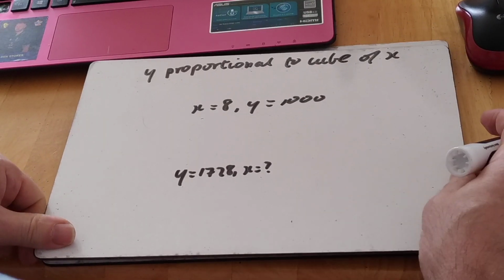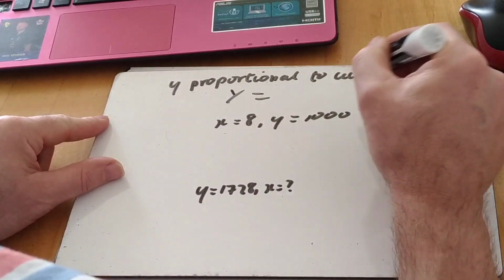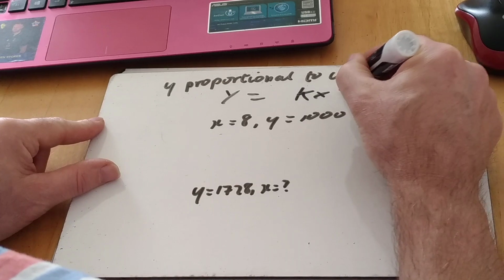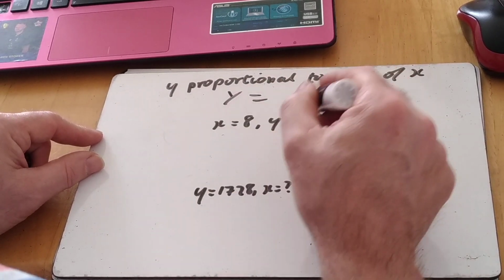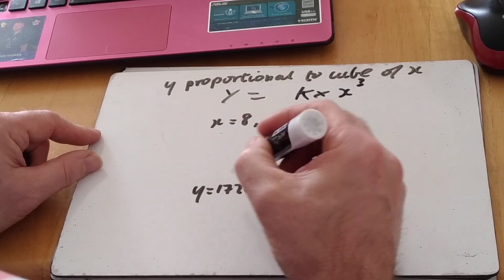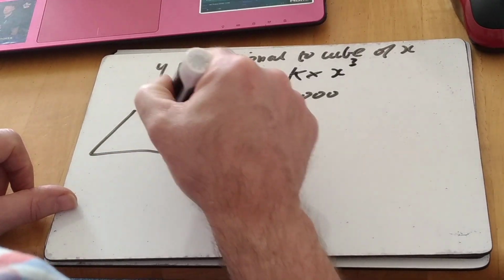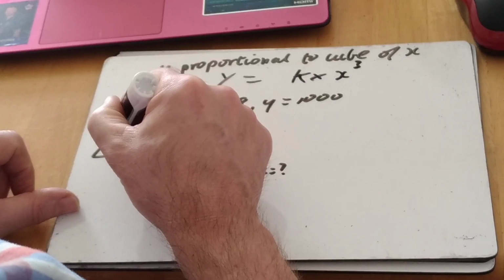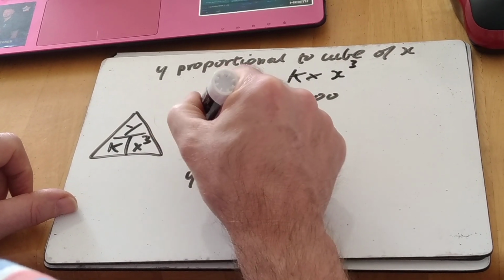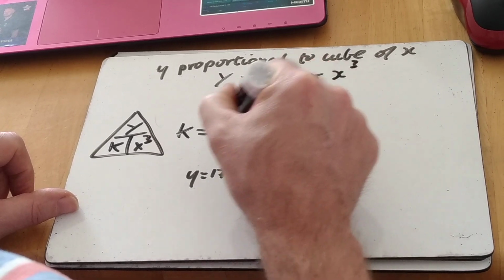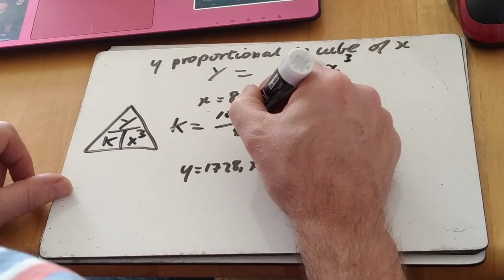And last example, there's my sentence: y is proportional to the cube of x, so y equals k times x cubed. Exactly the same setup: given two numbers, find k and hence the equation, and then in this case, given y, find x. So there's only one step at the end. So triangle, y, k there, x cubed there. Stick in our values, k equals whatever y is, 1000 over 8 cubed.